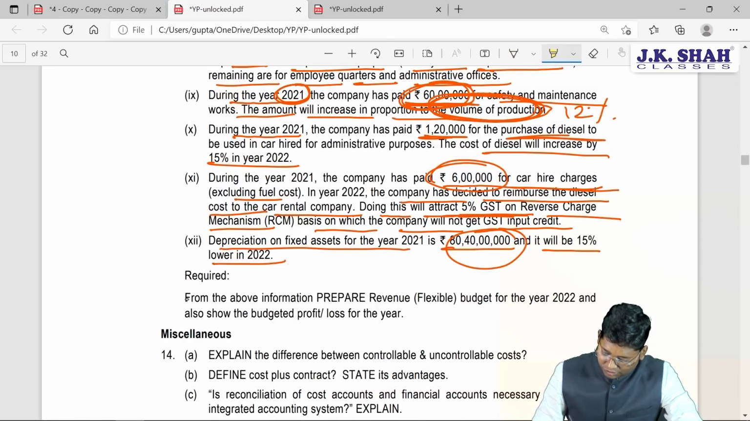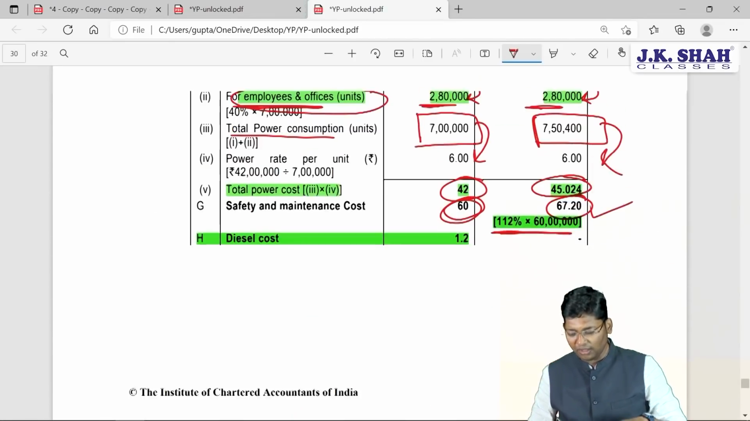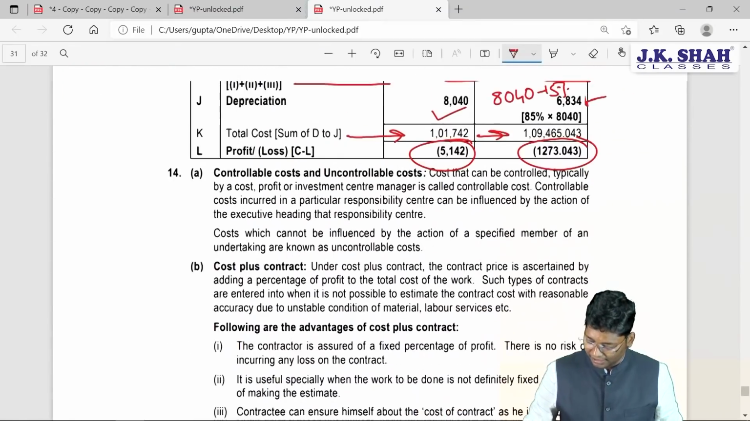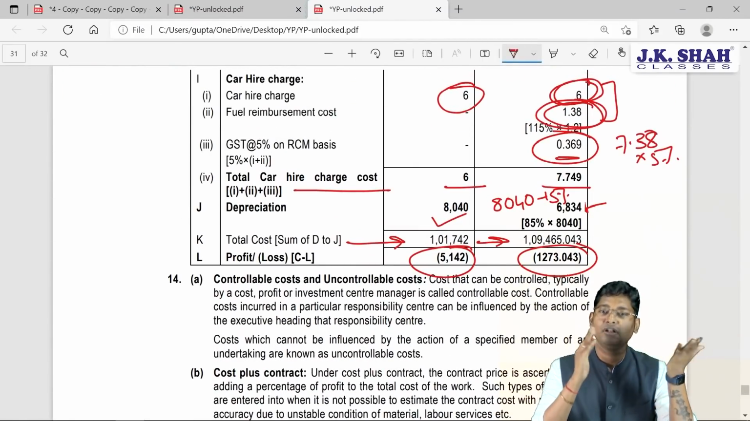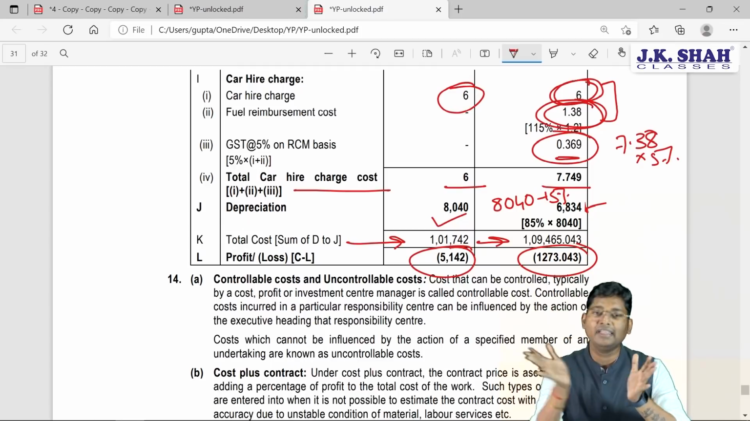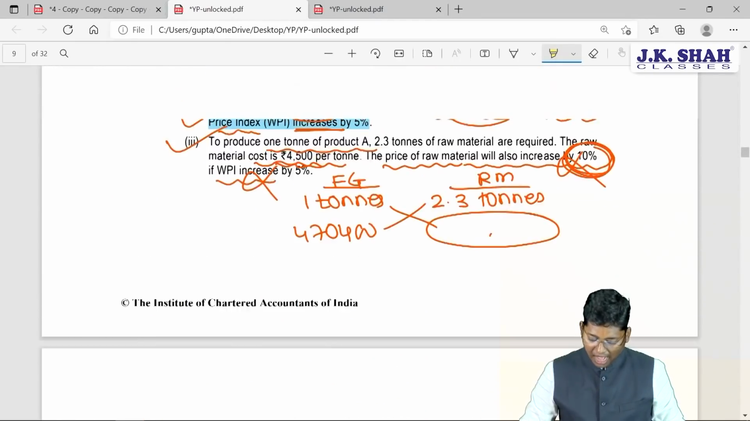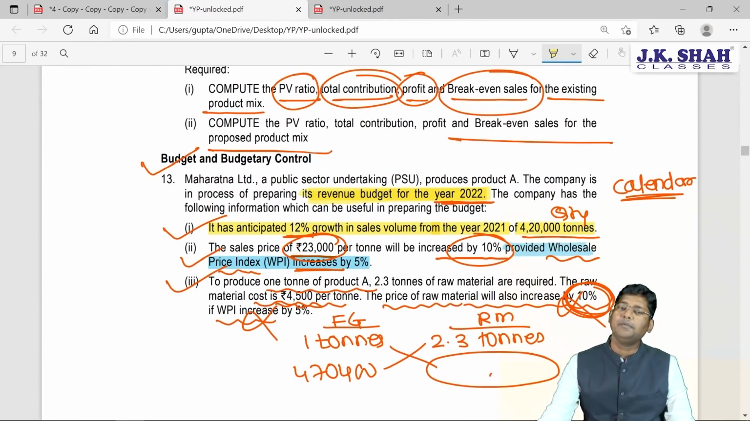Question is asking us to prepare the revenue flexible budget for the year 22 and also show the budgeted profit and loss. So we have recorded all the details according to the given information, and we computed the profit and loss associated with the different periods. First year loss, second year loss, everything is computed, and this is the end of your RTP practical question discussion, where we are ending with budget and budgetary control.